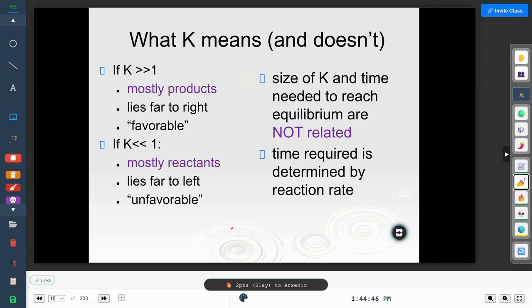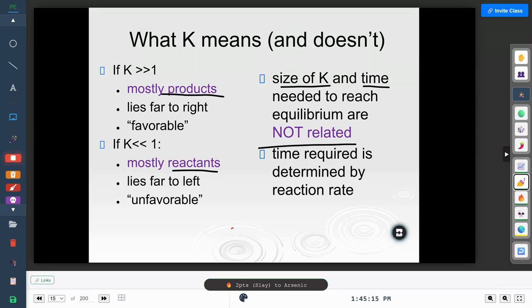All right, so if my K is greater than 1, I know that I'm going to have a product favored or favorable reaction that's going to lie to the right. If my K is less than 1, I'm going to have a reactant favored reaction. It's going to lie to the left. It's going to be unfavorable as it's shown at that temperature.